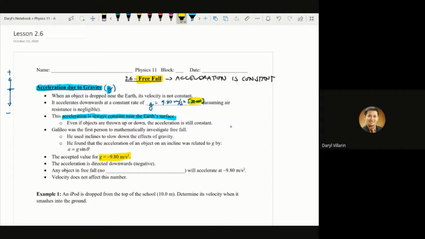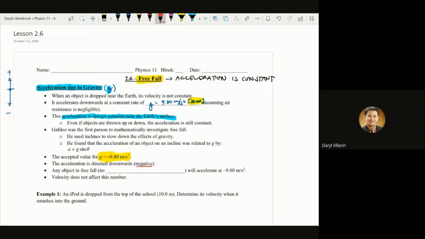We'll just use that one. Although other books use 9.81, let's just use negative 9.8 meters per second squared. Again, the acceleration is always directed downward, so it's negative. The negative sign there indicates that the acceleration is always downward.